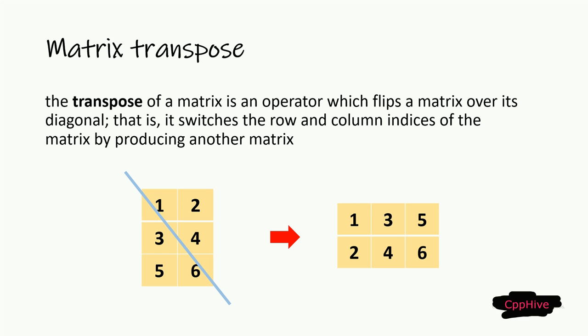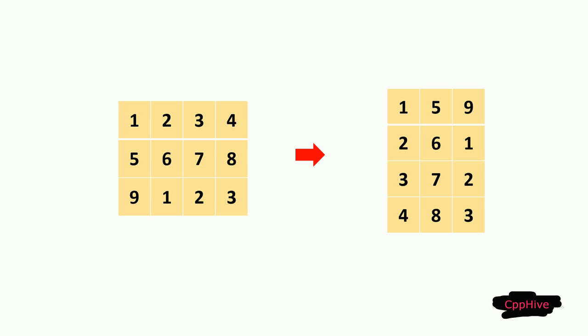Okay, now it's your time to perform a matrix transpose operation. Consider the 3x4 matrix shown in this diagram. What would be the answer if we transpose this matrix? Please pause the video now and try to figure out the answer. Okay, the answer would be a 4x3 matrix as shown in this slide. Notice each column in the original matrix has become a row in the transpose matrix.